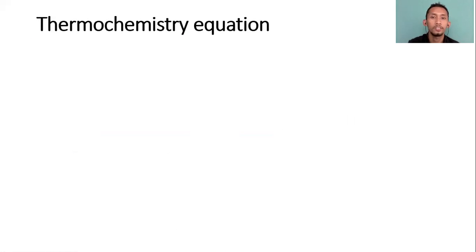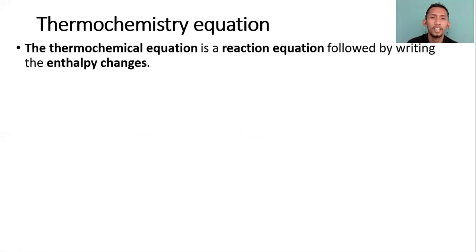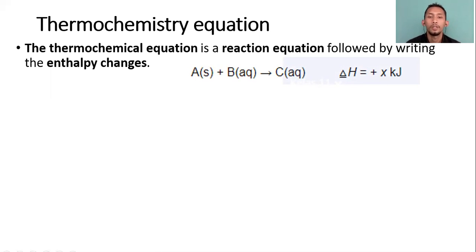Next is the thermochemistry equation. How to write the thermochemistry equation? It's the same as the reaction equation like you did in grade 10. But in the thermochemistry equation, there is an enthalpy change. You can see from the example: we have A plus B gives C and delta H plus X. Let's say like that.